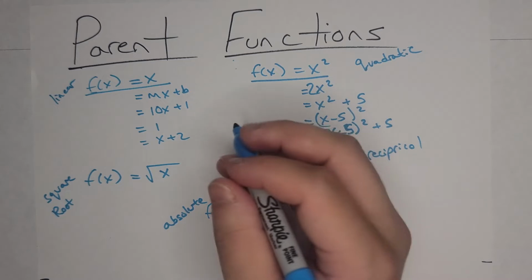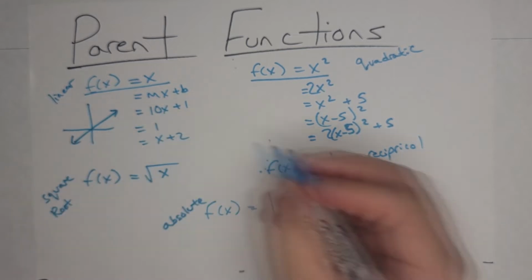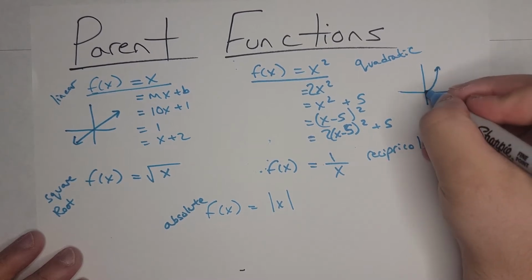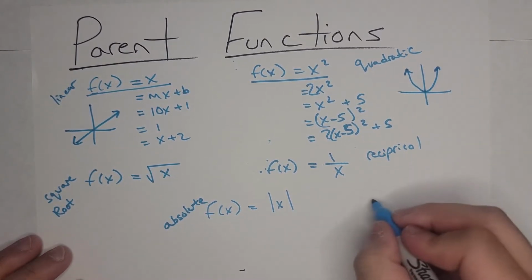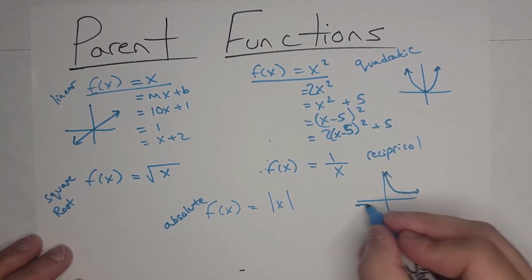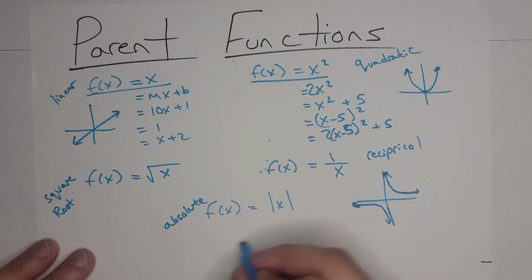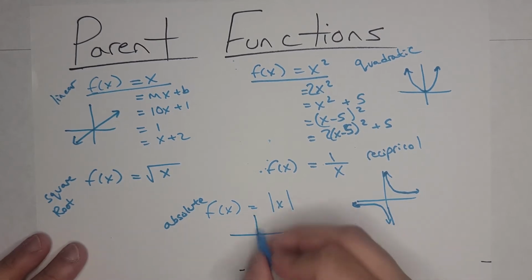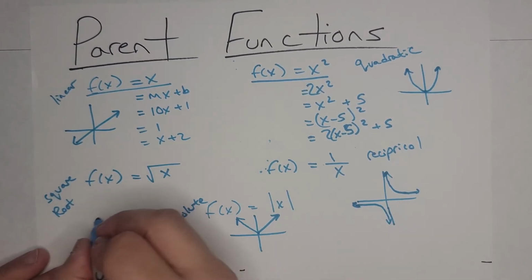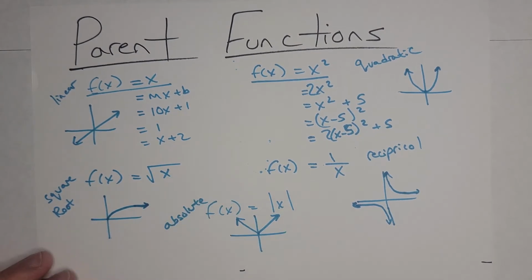Let's just recap here. This f of x is going to be a linear function. Our square root function, that's the quadratic. Our quadratic parent function. Our reciprocal function, the 1 over x. These are very rough sketches. Our absolute value function, and then our square root function. And there you have it.